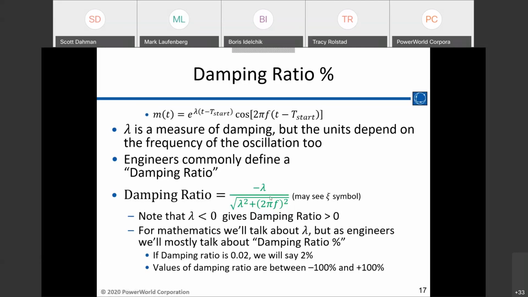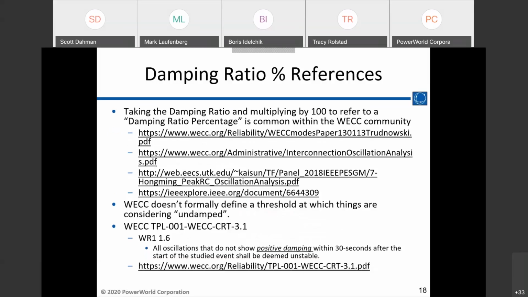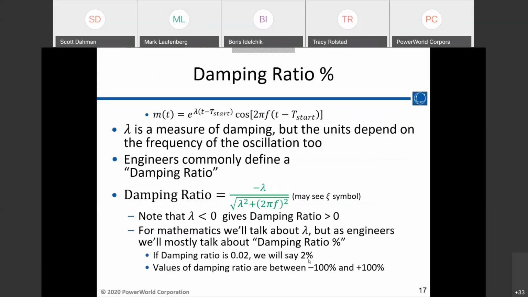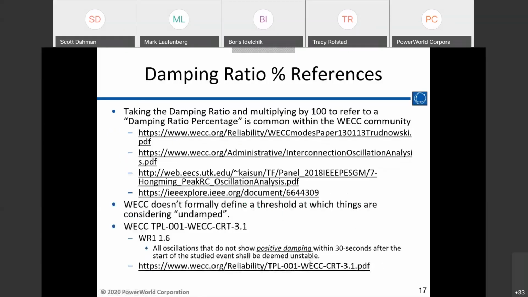If you think about this damping ratio, if the frequency is 0, then the damping ratio is either going to be +1 or -1. And as the frequency goes higher and higher, the damping ratio will vary between +1 and -1. So that's a good attribute of the damping ratio. Again, what you'll find in the WECC community, in documents on WECC websites, is they're going to talk about a damping ratio percentage. And all they're doing is taking this number, damping ratio, and multiplying by 100.